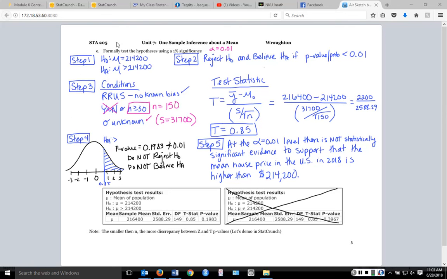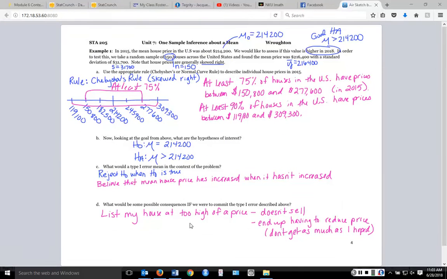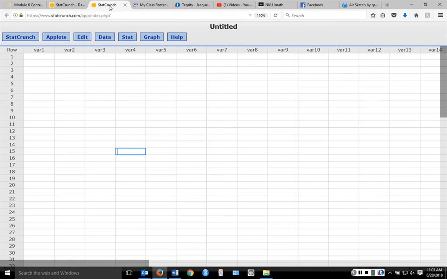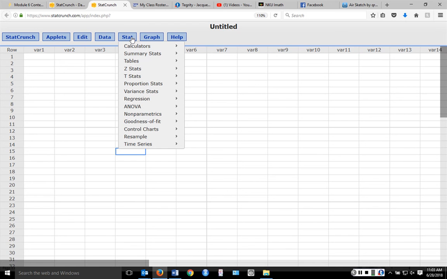All right, lastly, even though the example here is finished, I just want to demonstrate how I got that output in StatCrunch. So remember, the directions for StatCrunch are here in our notes, where we talked about it. I'm actually going to demonstrate the summary option here. I'm just going to open a blank StatCrunch screen. I'm going to go to Stat, T statistics, because remember, we have that population standard deviation being unknown, one sample, and then with summary.